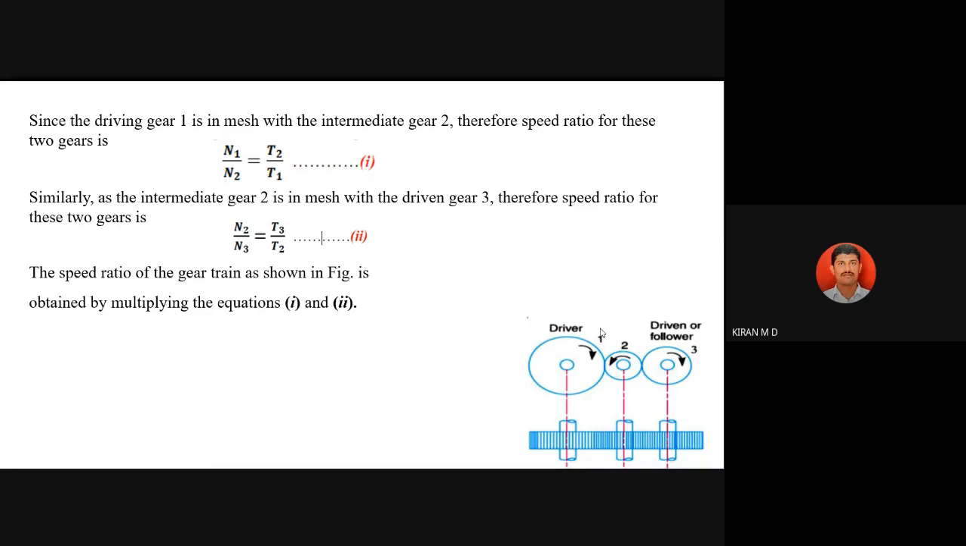Here I am considering the train which consists of 3 gears. This one is the idle gear, our intermediate gear. Are you following?